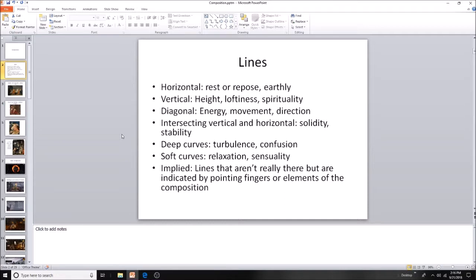The final category isn't really a line, it's implied. It's a line that's not there, but you act like it is because you're following a well-known visual cue. For example, if you see a character with their finger pointing, your eye is going to tend to follow the finger. So that line isn't really there, but it's implying it for you to follow. Similarly, elements of the composition might not form a real line, but they might imply a diagonal or a curved line, even though there isn't really one drawn there.